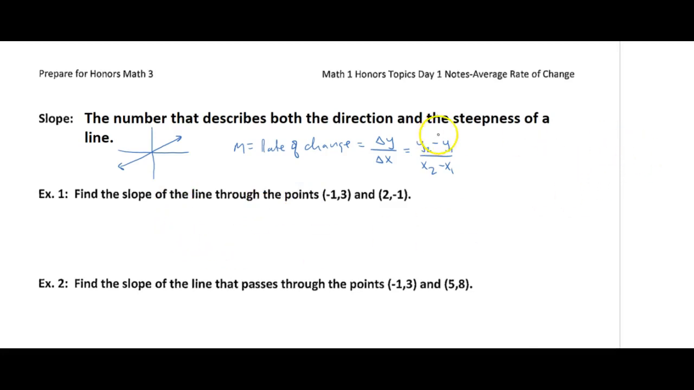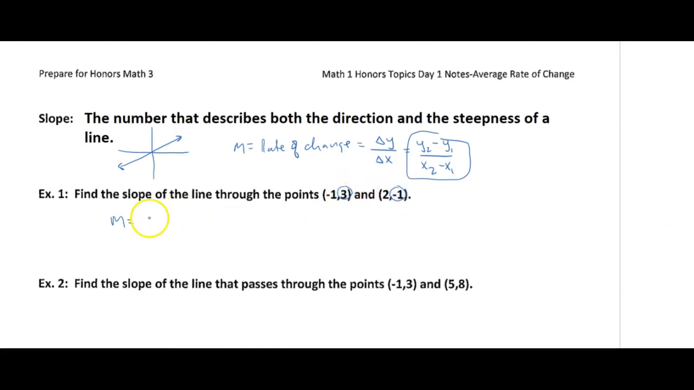Now, this is the easiest formula to use to figure that out. So let's use it to find the next couple of examples. Find the slope of the line through the points -1, 3 and 2, -1. So if we look, it doesn't matter which one you let x1 and y1 be, or x2 and y2. What I like to do is just go from left to right.